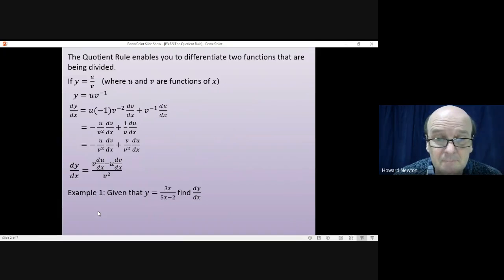So for example, if y was equal to 3x divided by 5x minus 2, find dy by dx. So u is the function on the top, the numerator, which is 3x. v is the function on the bottom, the denominator, 5x minus 2. You just work out all of this, put it into the formula. I'll let you have a go at doing this yourself first. Pause the video, have a go, and come back to me when you're ready.